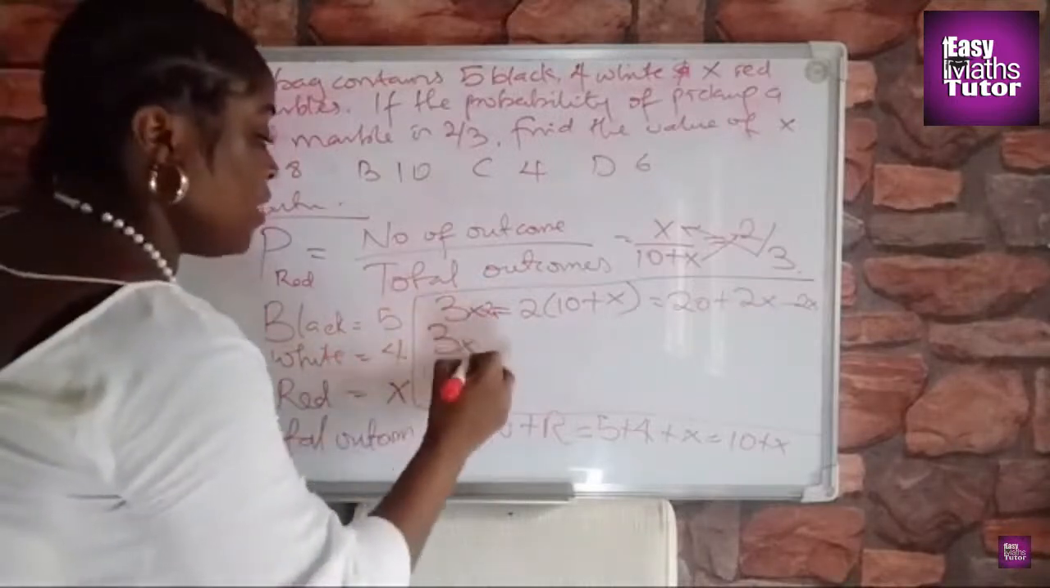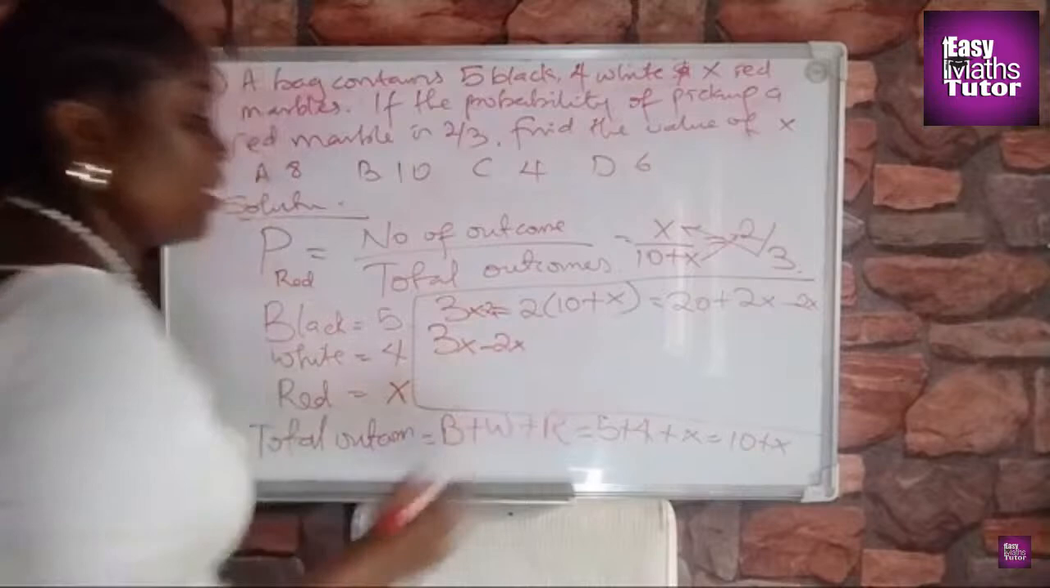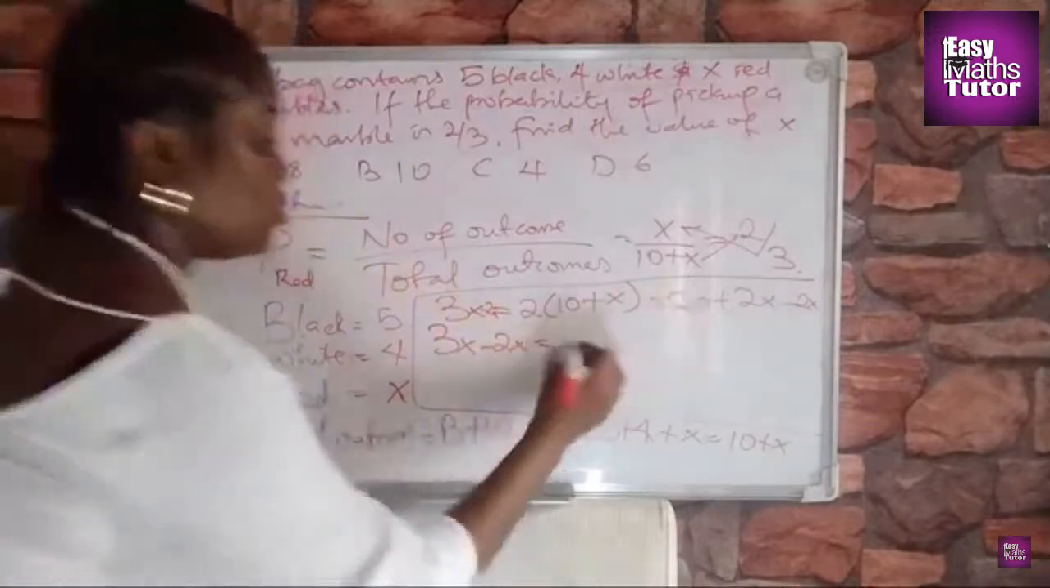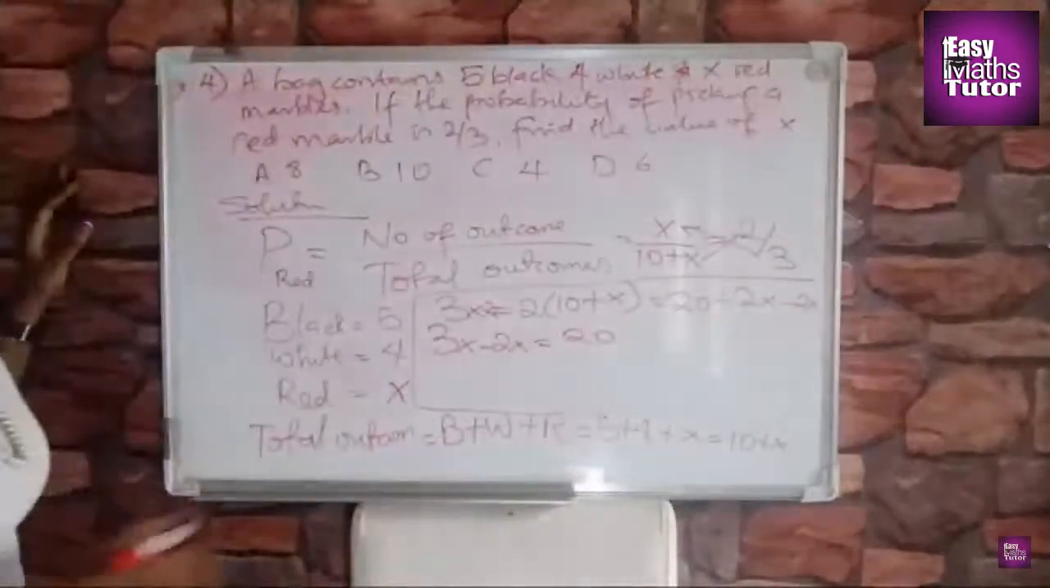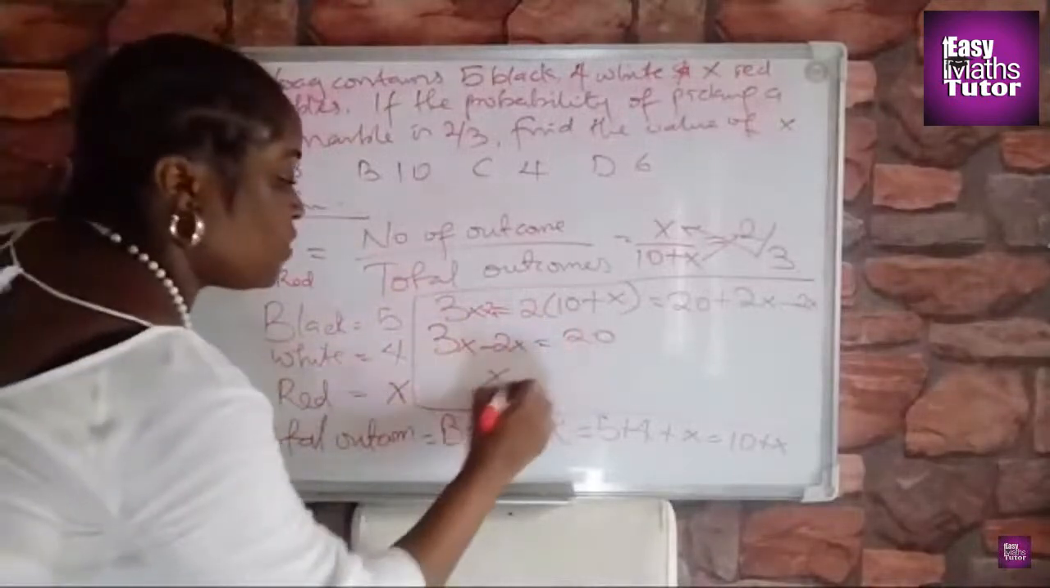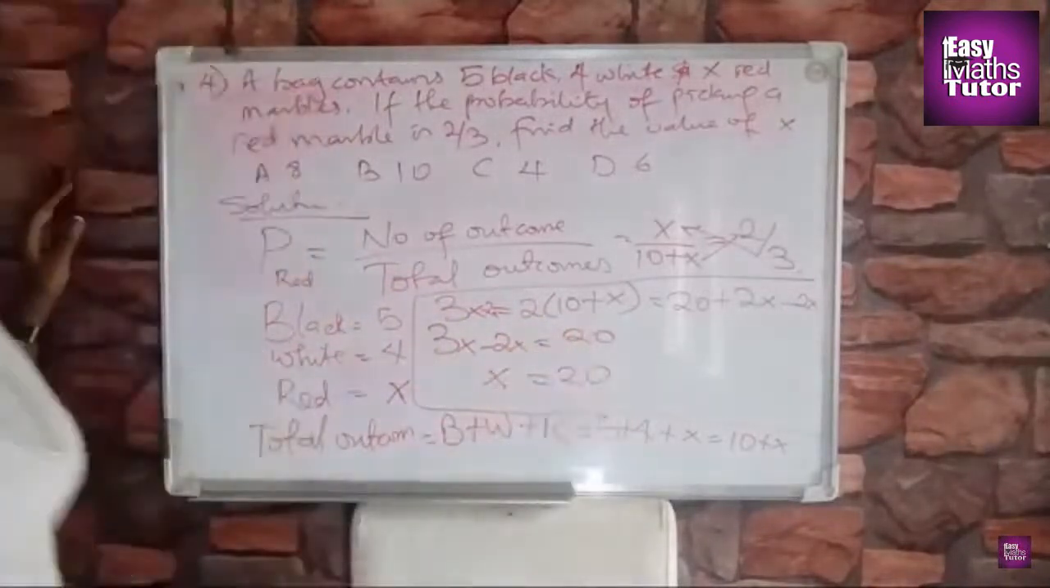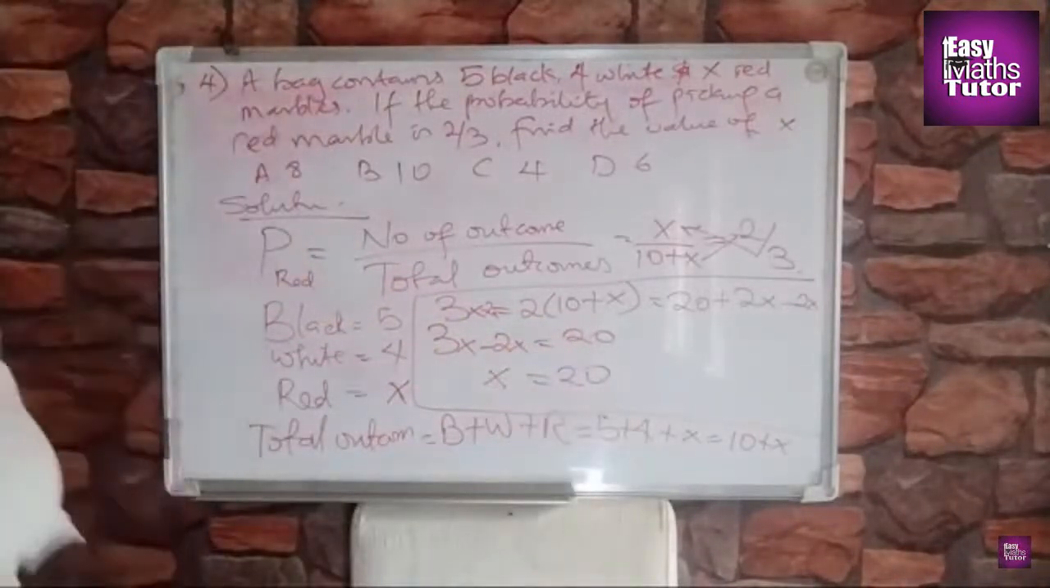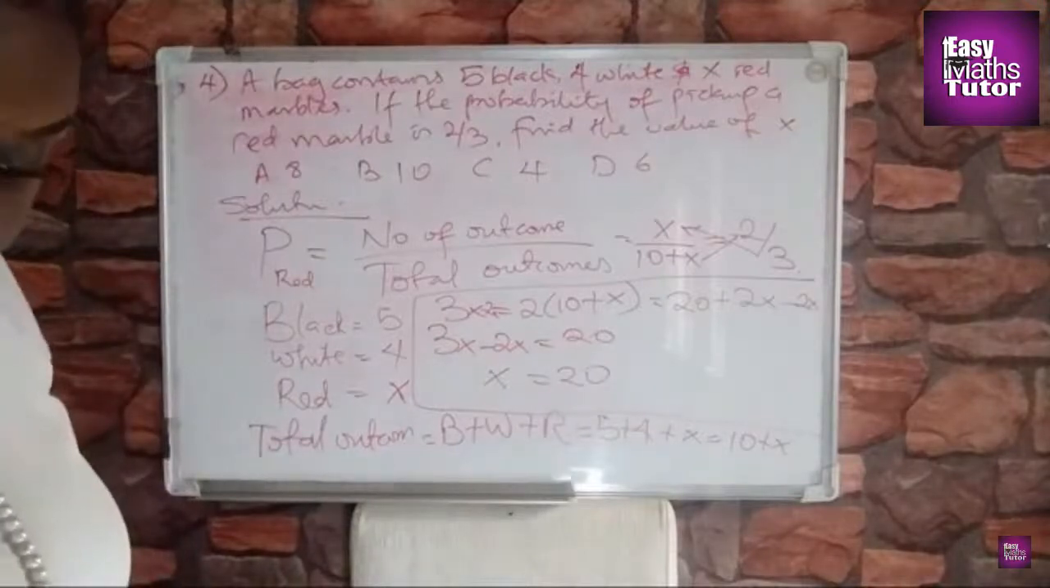Let's write it properly here. 3x minus 2x is equal to 20. 3x minus 2x gives us x equal to what? 20. So our answer has popped up. I should be guessing that.